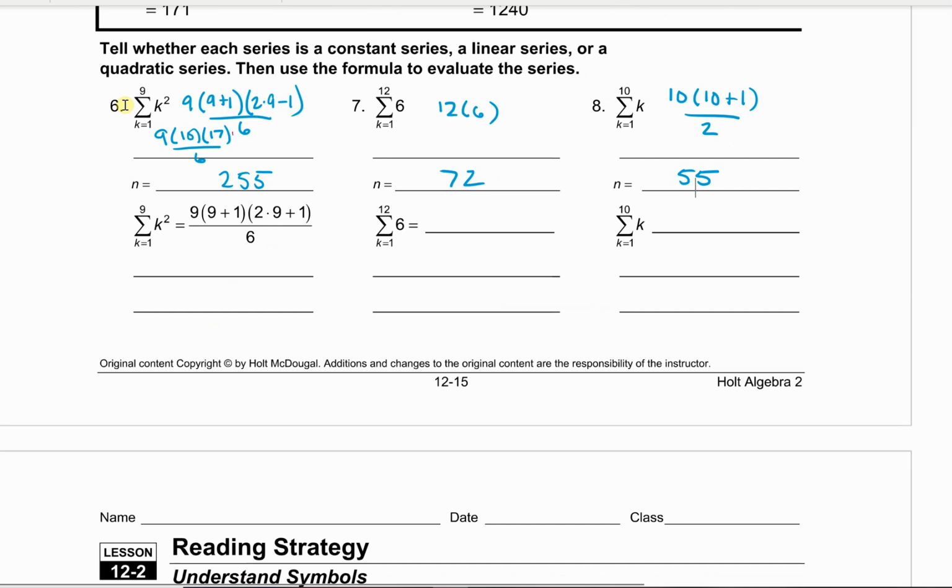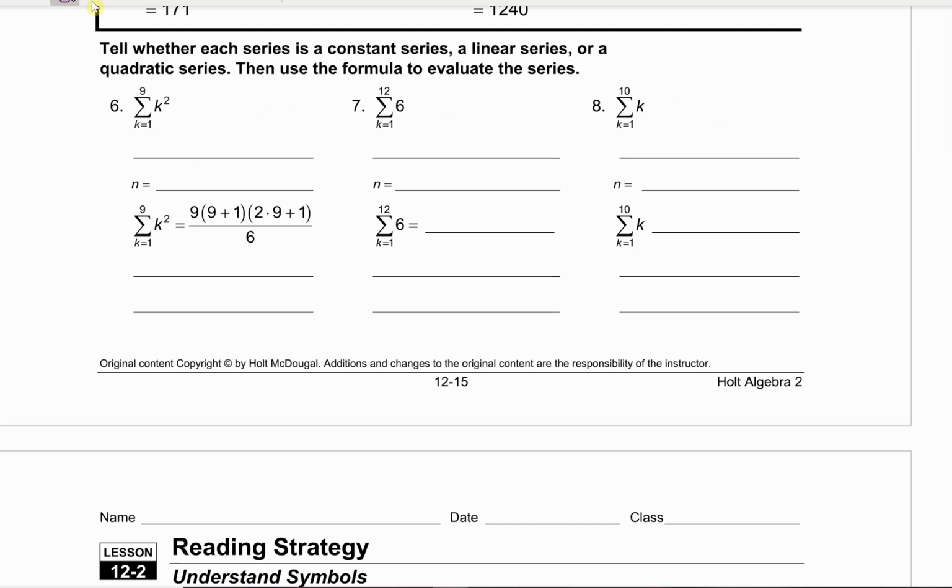They kind of did all that stuff for us. All right, you know what? That's cool. You would think I've never taught this lesson before, but let's go back and let's write it out the way they want. All right, so the rule here, n is 9.